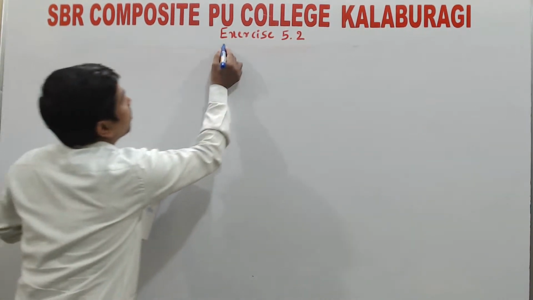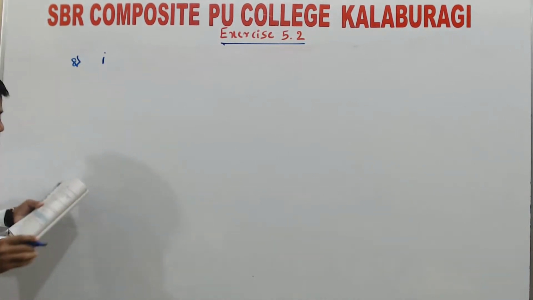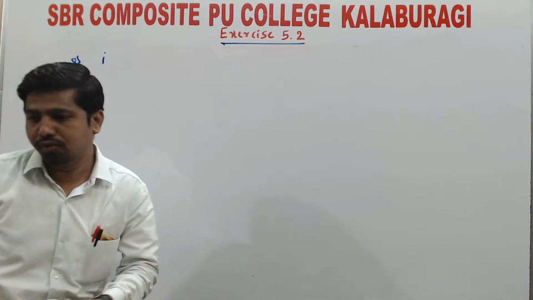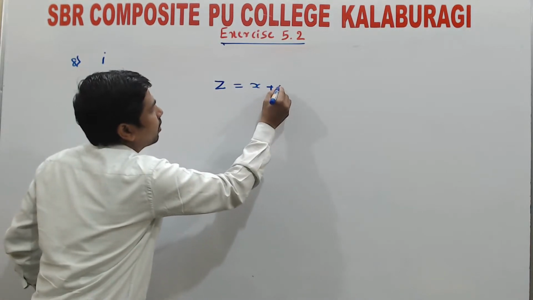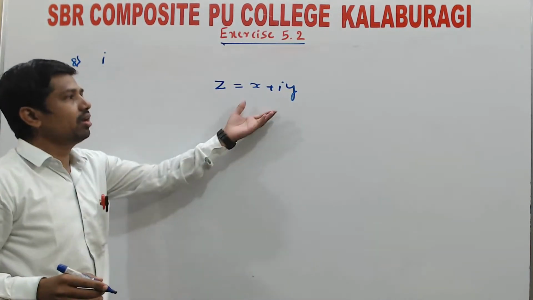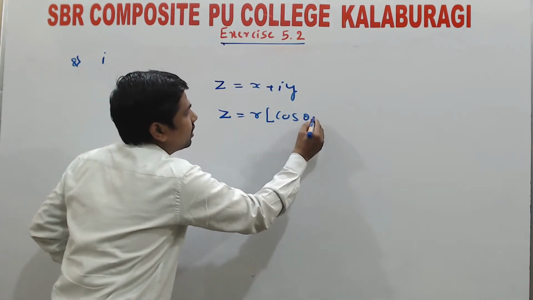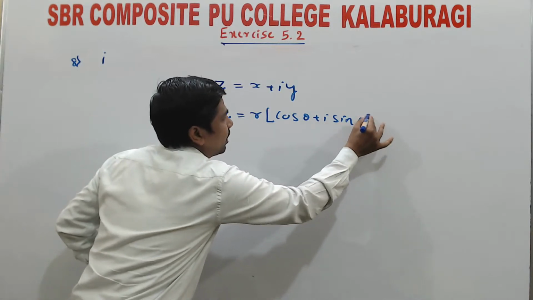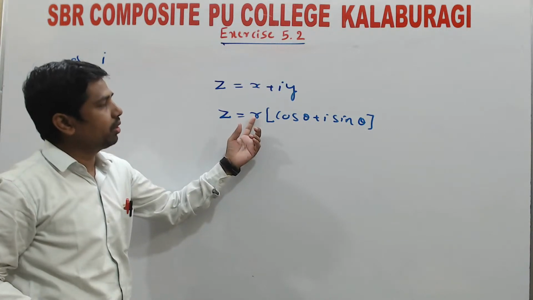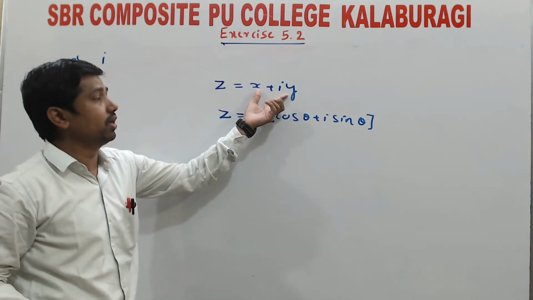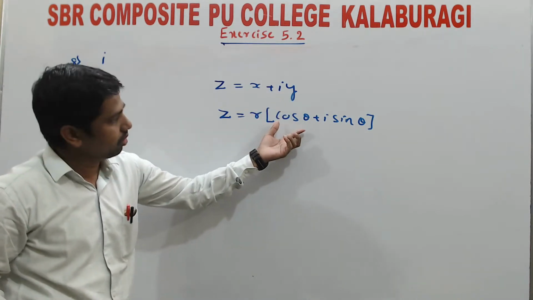Exercise 5.2, problem 8, that is i. Convert in the form of polar form. So if you write z equal to x plus iy, it is a representation of complex number in Cartesian form. If you write z equal to r into cos theta plus i sin theta, that is representation of complex number in polar form. In terms of using the parameters r and theta, that representation should be polar form.